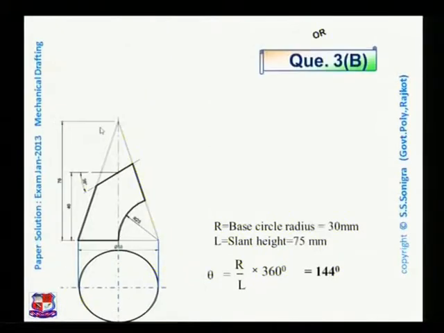Now to draw the development of this cone, draw this angle, that is 144 degree, with this O dash 1 dash generator like this. Mark this point as O dash, mark this point as 1 dash, and with this O dash 1 dash generator, draw a line at an angle of 144 degree like this, and draw an arc like this, taking O dash as a center, O dash 1 dash as a radius.